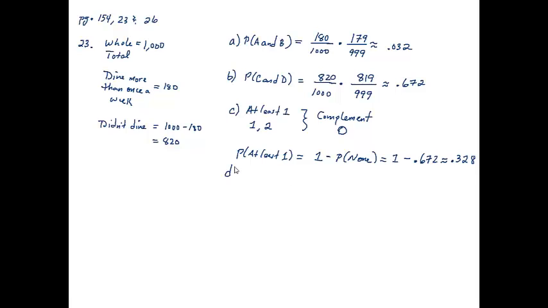And then part D says, which of the events can be considered unusual? Well, remember, unusual means the probability of the event happening is less than or equal to 0.05. Any of these less than 0.05? Part A, therefore part A will be considered unusual.